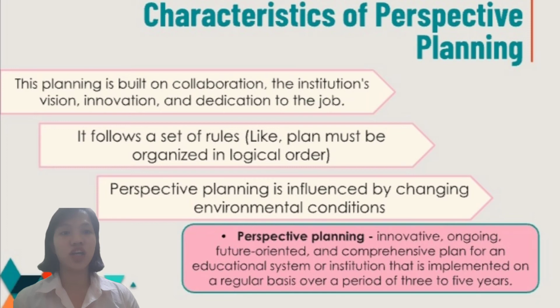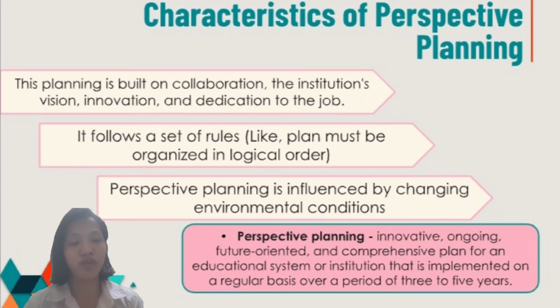Moving on to the sixth characteristic of perspective planning, it follows a set of rules. Planning must be organized in a logical order or in a systematic process, which means that we cannot proceed to the next step if we did not clearly identify or complete the first step.